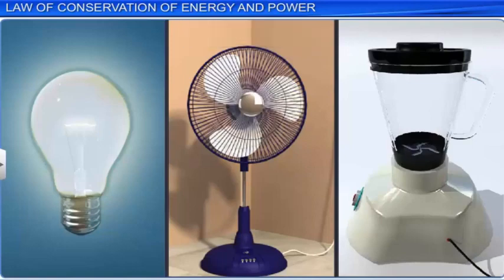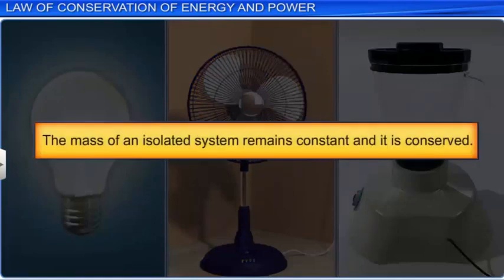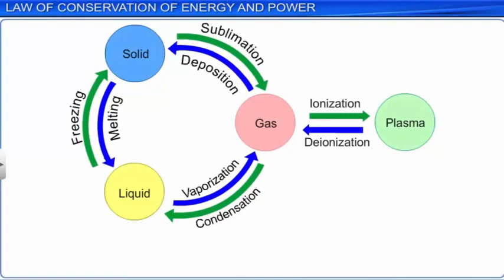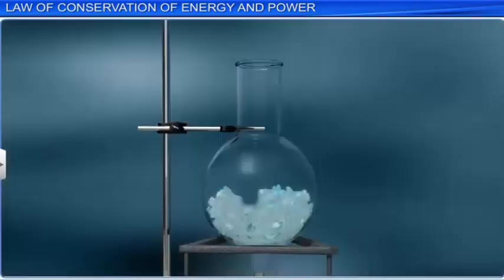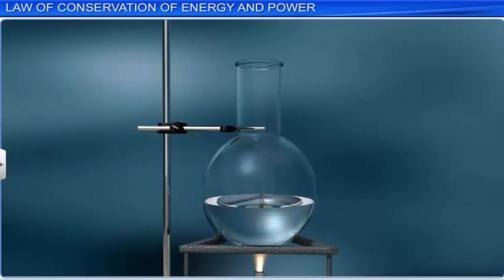Till the late 19th century, physicists were of the view that the mass of an isolated system remains constant and it is conserved. They believed that matter can be neither created nor destroyed. It can only change from one form to another. For example, when water is frozen, it turns to ice. The ice melts to water, and when water is heated, it turns to vapor. In all the three forms, the mass of the system remains the same.